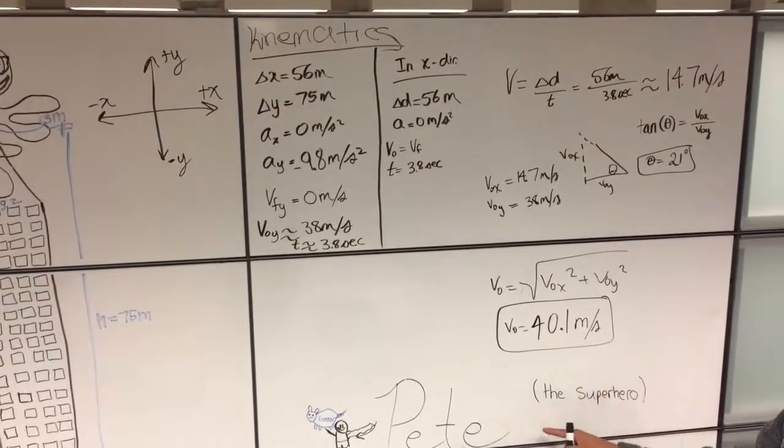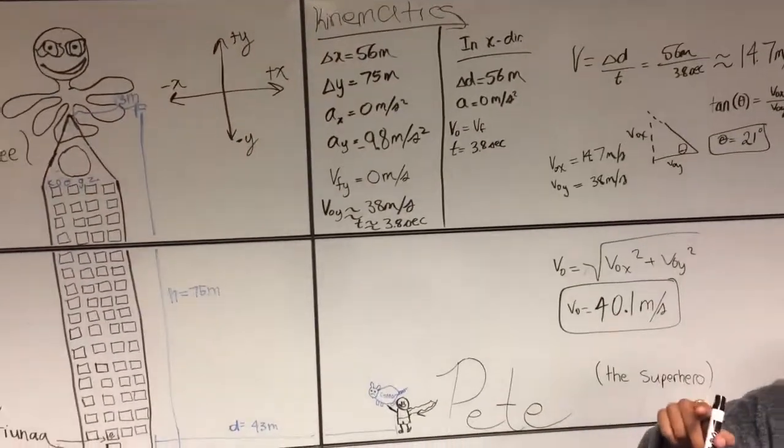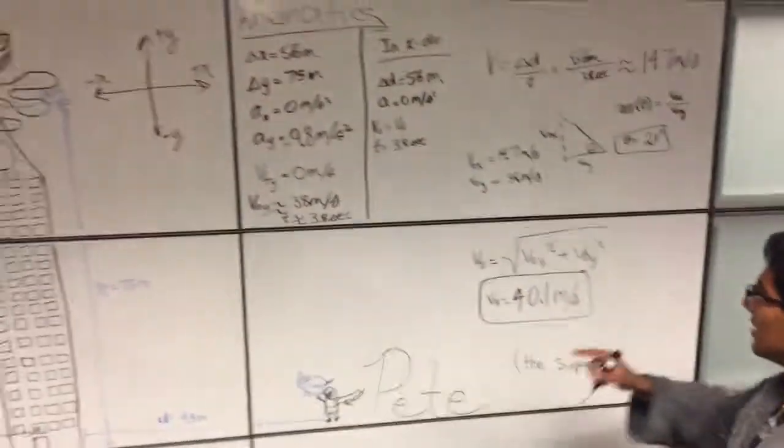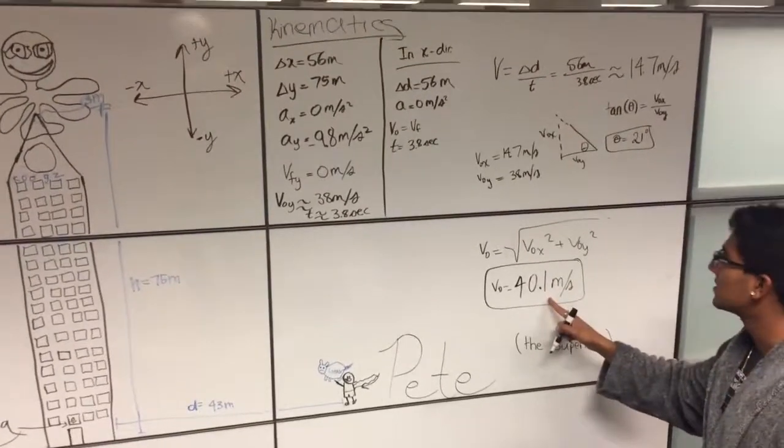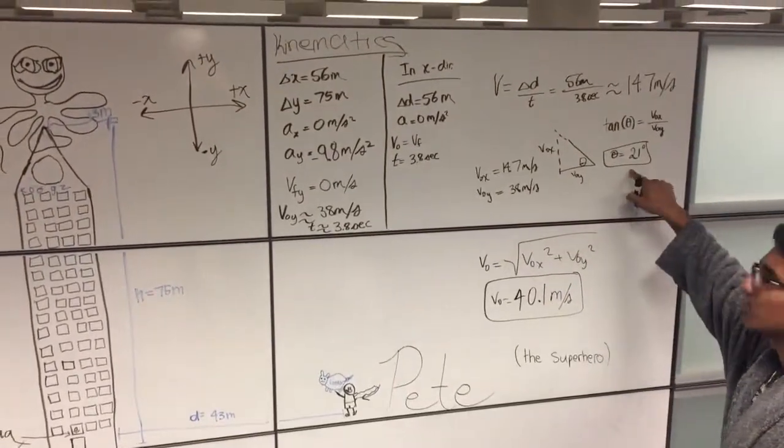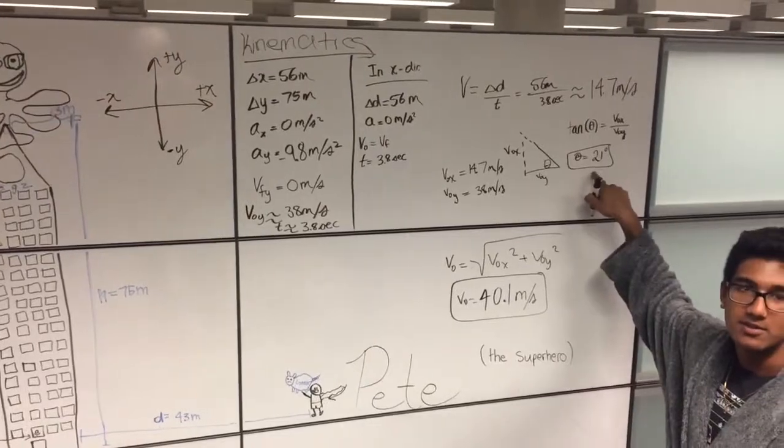So we know that Pete has to throw Connor the pig in order to save humanity from the alien Neil with an initial velocity of 40.1 meters per second at 21 degrees from the vertical.